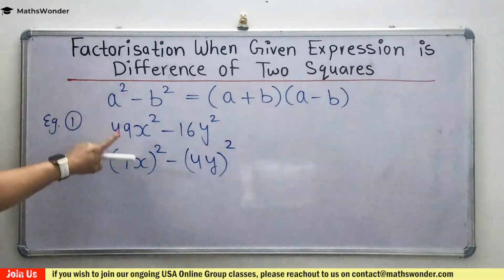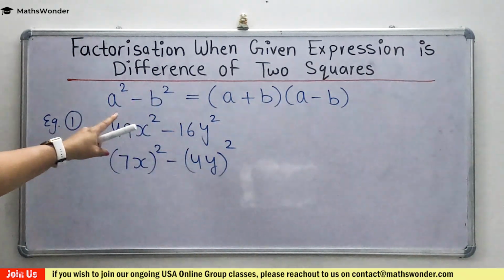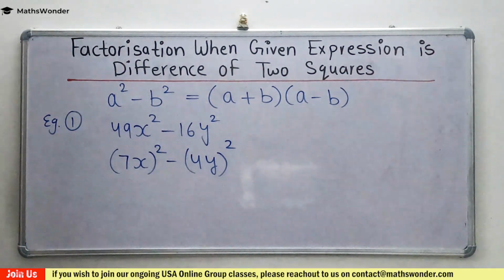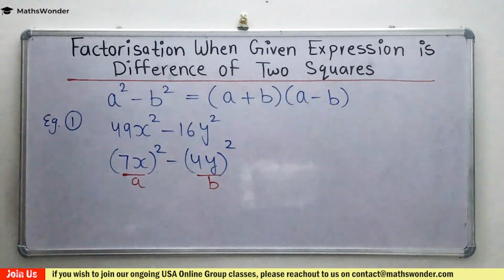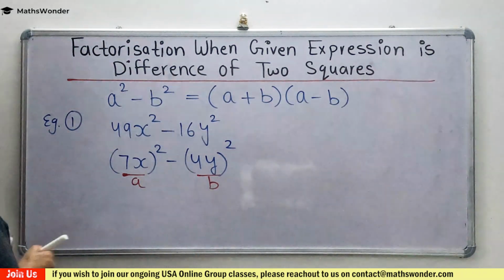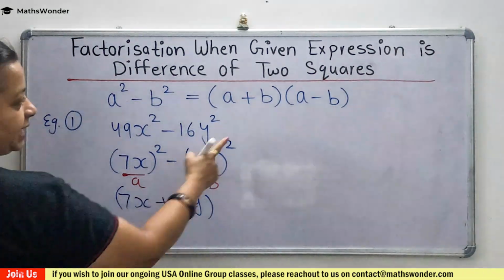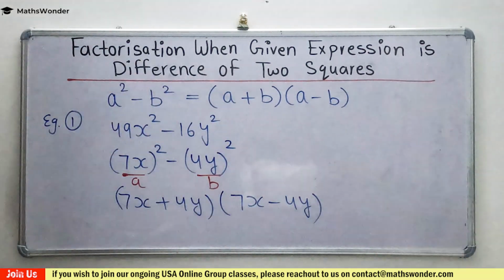Now you can see this is the same format. We got the same format, right? Now how can you write it? 7x will act like a, and 4y will act like b. So how can you write it? 7x plus 4y. Now use your identity: (7x plus 4y)(7x minus 4y). This is your answer. Understood? Any confusion? Just let me know.